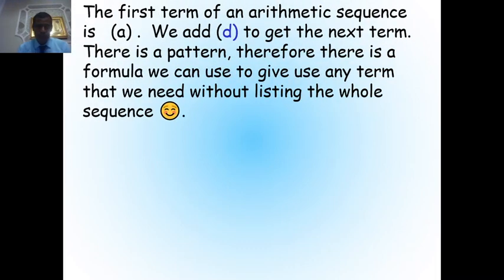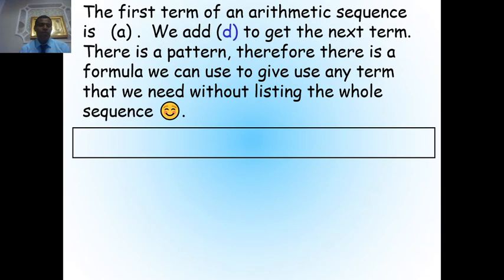Now the first term of an arithmetic sequence is called a. We add d to get the next term. That means there is a pattern, therefore there is a formula we can use to give any term that we need without listing the whole sequence. For example, here I will write 3, 7, 11, and 15.